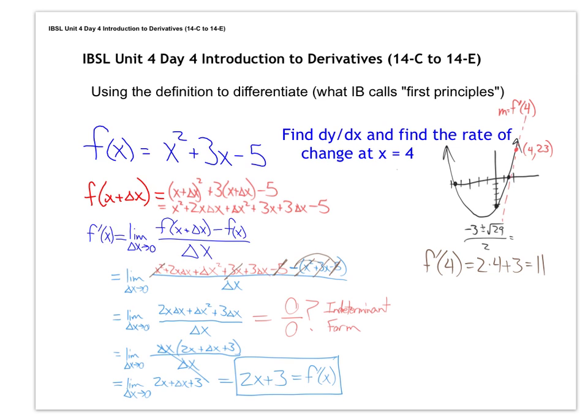Wait, I'm confused. How did you get 23? I just plugged it into my equation: 4 squared plus 3 times 4 minus 5. Oh, that's just a point on the graph. Okay, so that's the point. At this point, I know the rate of change is 11.